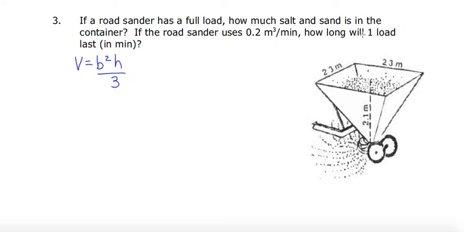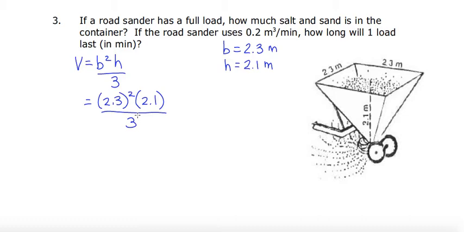If I look at this diagram right here, the base of my square base pyramid is 2.3, and the height of my square base pyramid is 2.1, and those are both given to me in meters. So I'm going to use those values to plug into my formula for volume. The base is 2.3 squared times my height of 2.1 divided by 3.